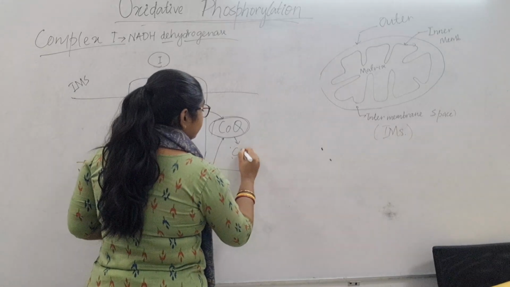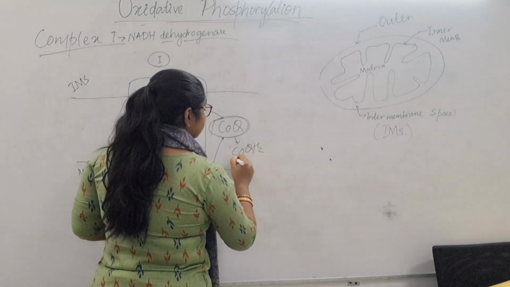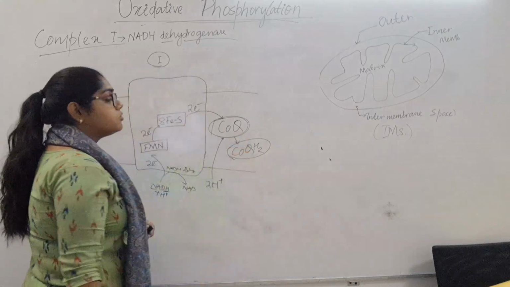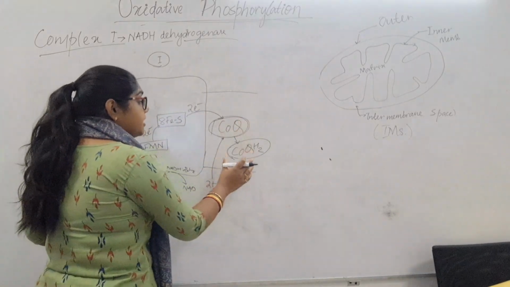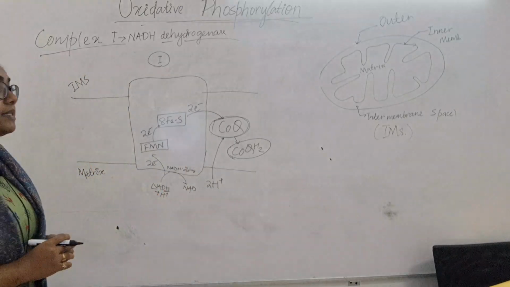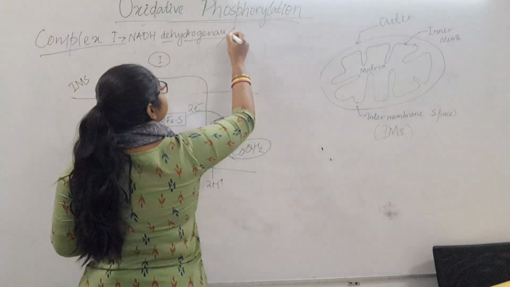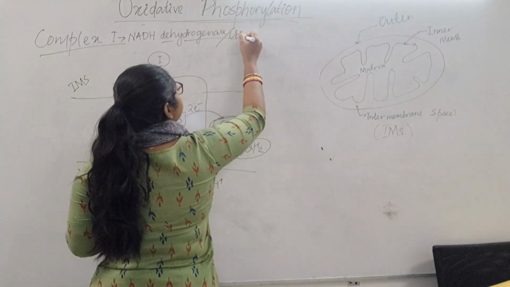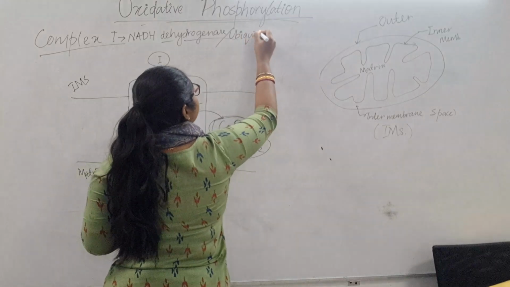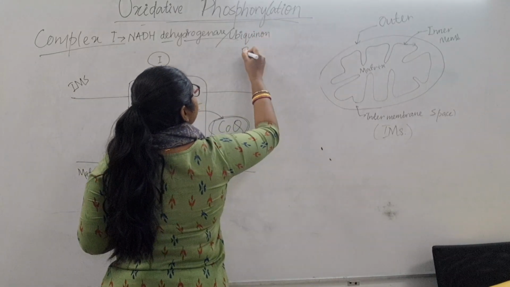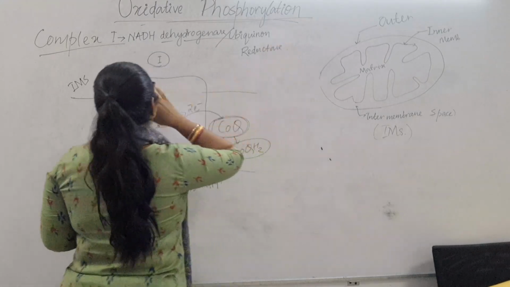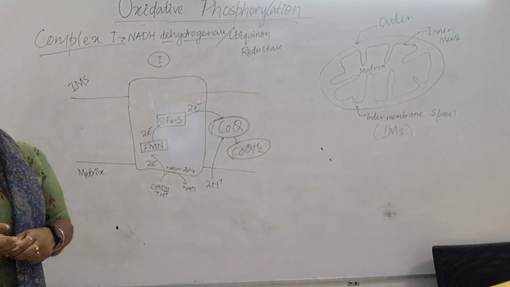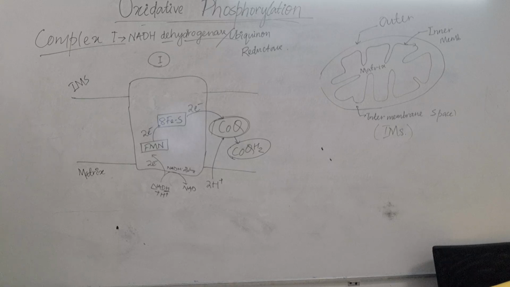That is coenzyme QH2, that is ubiquinol. Ubiquinone will be reduced to ubiquinol. When ubiquinone is getting reduced in this complex 1, that's why it is also known as ubiquinone reductase. Okay, this reaction complex 1 is also known as ubiquinone reductase.